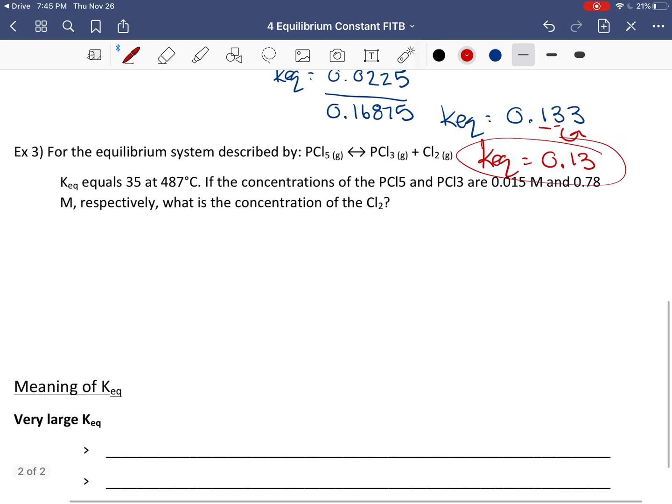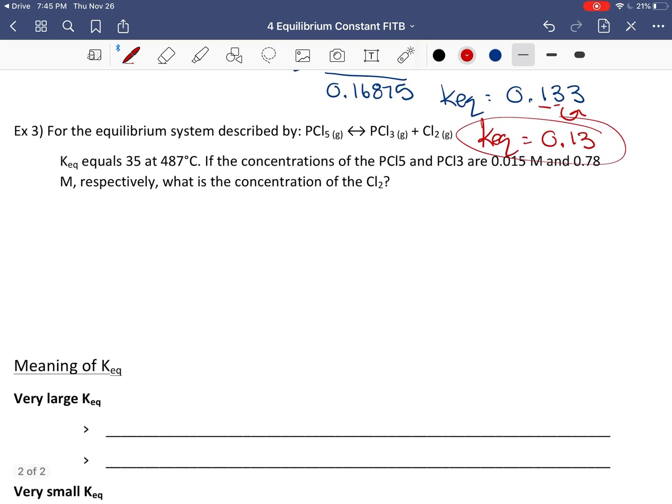So our next example is for the equilibrium system described by PCl5 produces PCl3 plus Cl2. KQ equals 35 at 487 degrees Celsius. The concentrations of PCl5 and PCl3 are that, respectively. What is the concentration of Cl2? Again, first step, we are going to have our KEQ expression. We've got our products over our reactants, PCl5, and we're going to plug in what we know.